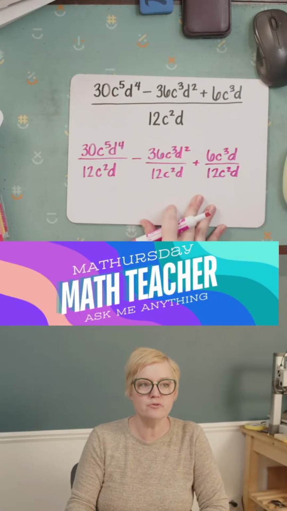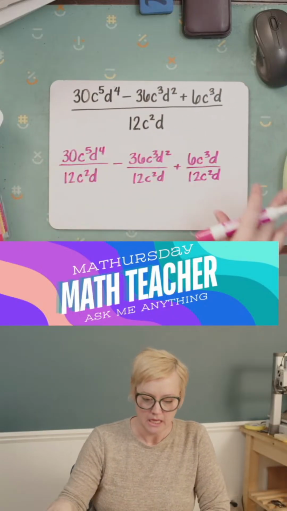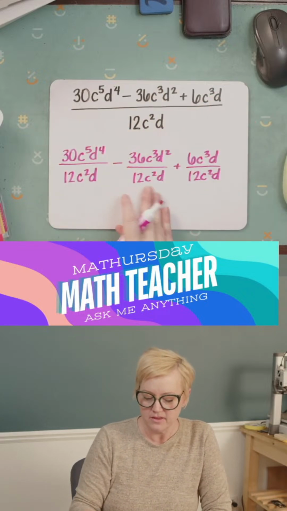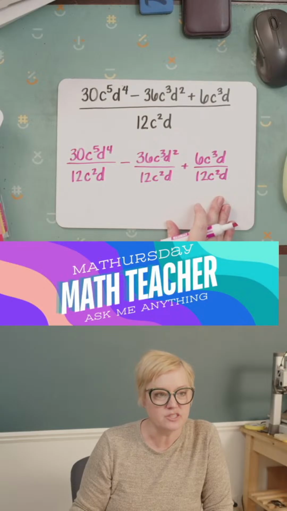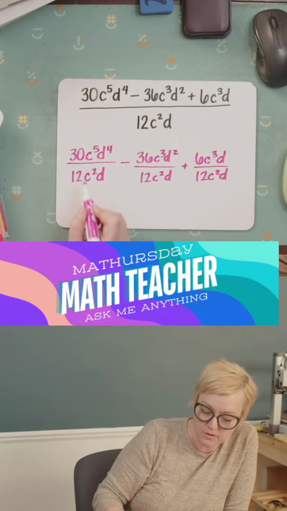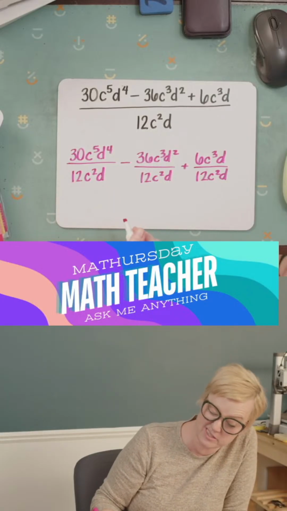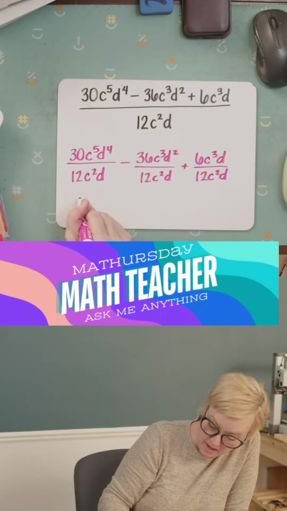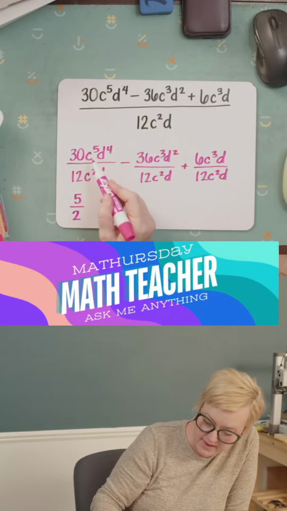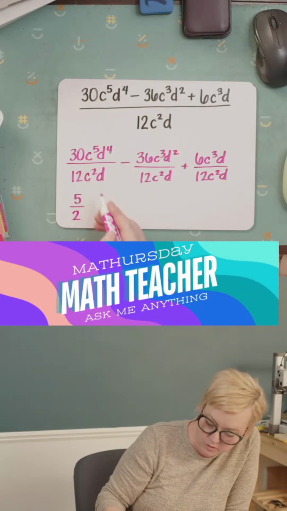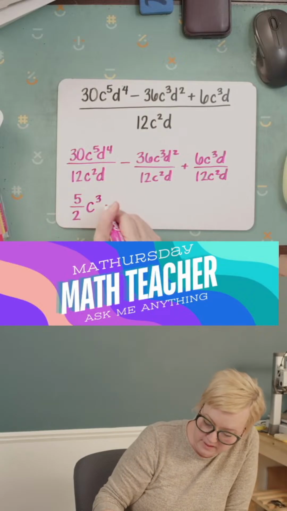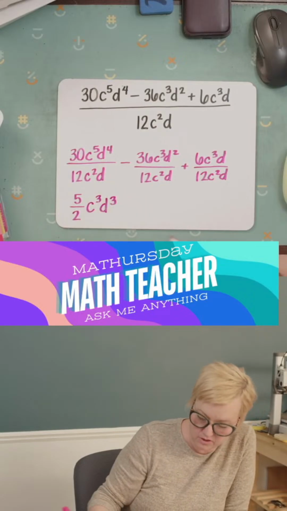So you can think of it this way. Now you do not have to go through all of this. You can look at these individually, but this is basically what you're doing. This is dividing a polynomial by a monomial. So 30 over 12 is going to reduce down to 5 over 2. Then c to the 5th over c squared, I'm going to have 3 of those c's, and then d4 over d, that's going to be d cubed.